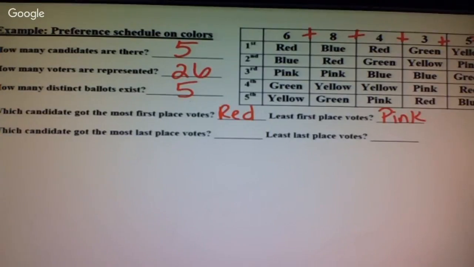Which candidate got the most last place votes? Green. Good. And what about the least last place votes? I mean, no. They're all even. Oh, I'm crazy. Look at the numbers at the top. Red. Good.